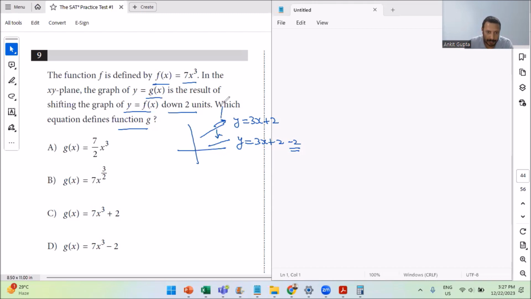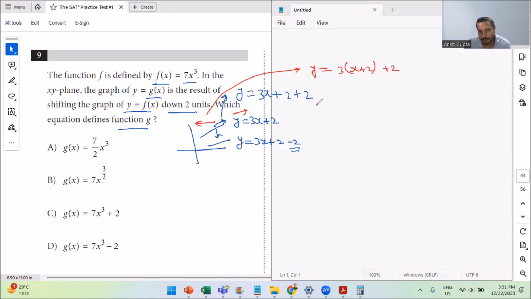Let's say you would have shifted this line up, then the equation of the line would have become y is equal to 3x plus 2 plus 2. Similarly, if the line was getting shifted to the left-hand side, the equation of the line will become y is equal to 3 times x plus 2, plus 2. And if the line was getting shifted to the right-hand side, the equation will become y is equal to 3 times x minus 2, plus 2.